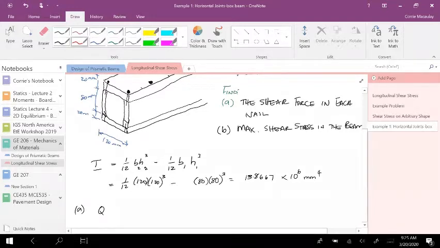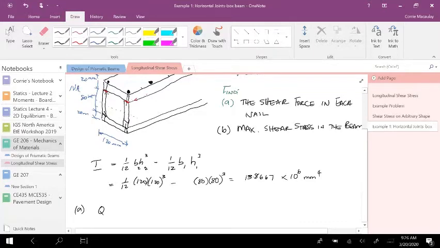Let me put that in red. This section right here pulling out, right? The shear force within the plank at the bottom. So we're worried about this section pulling out. And if we're worried about this section pulling out and we have a neutral axis, right? So this is our neutral axis.